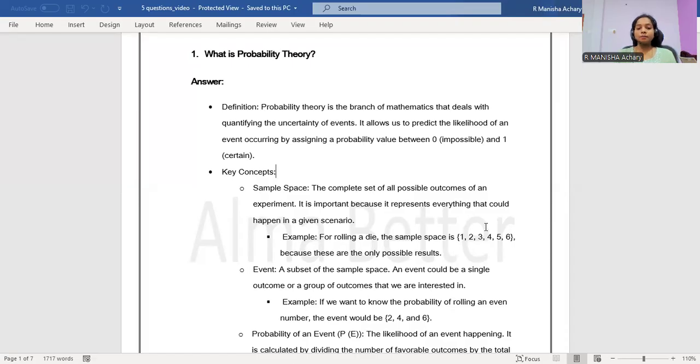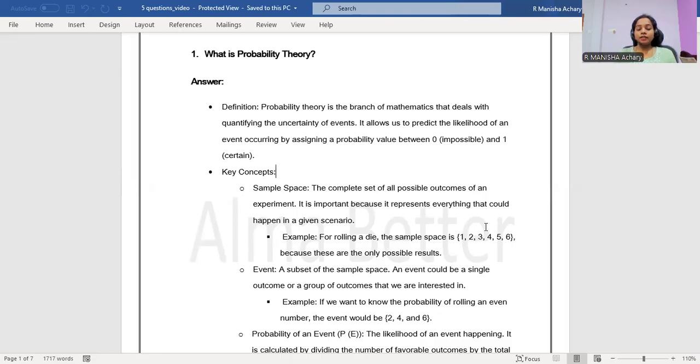What is sample space? Sample space is a complete set of all possible outcomes of an experiment. This means, let's take an example. If we roll a die, the sample space will be 1, 2, 3, 4, 5, and 6. Only 6 possible outcomes will be the 6 possible sample space.